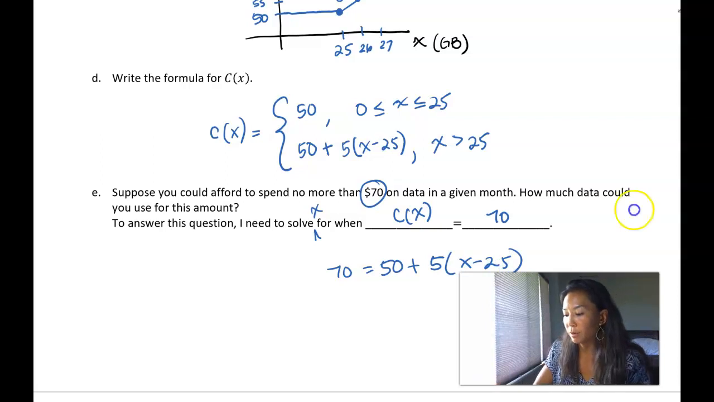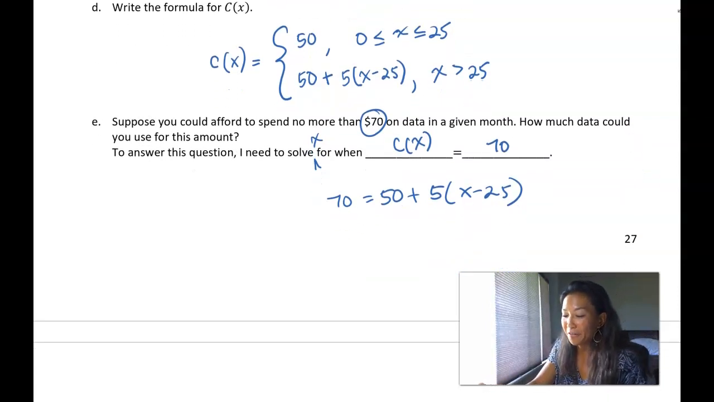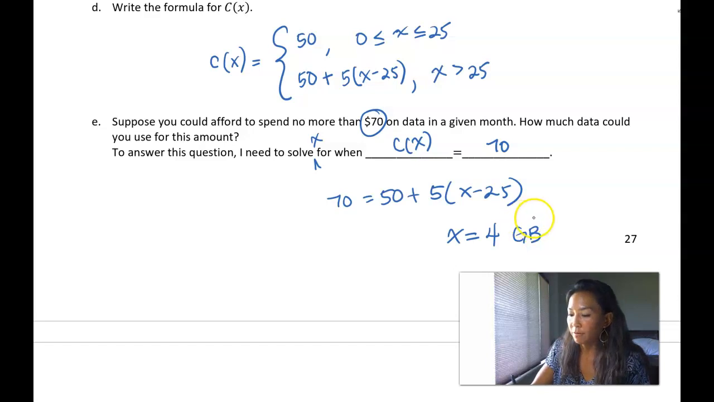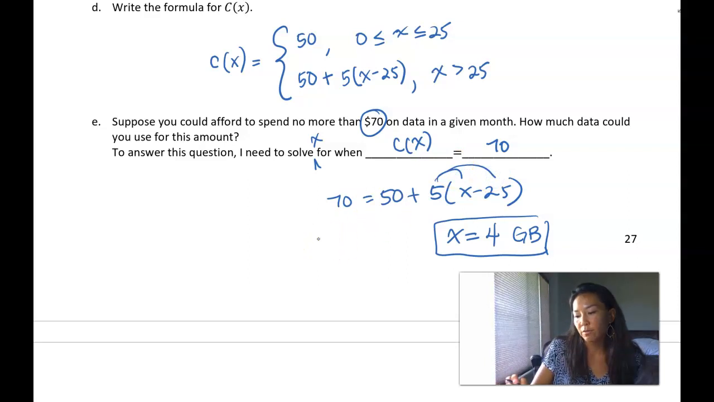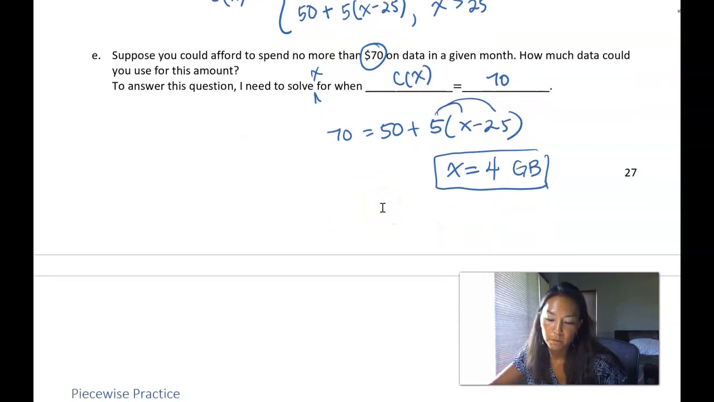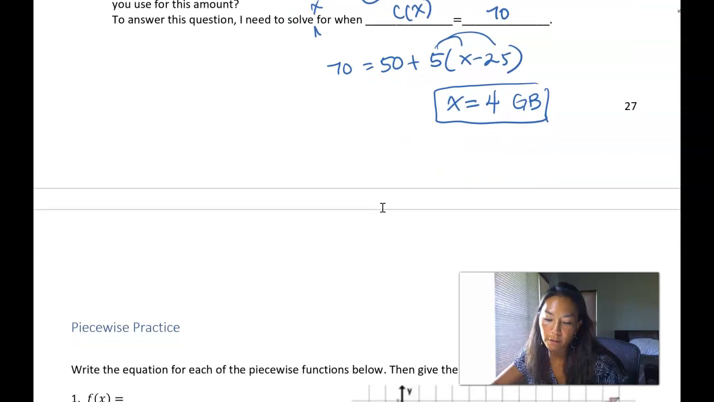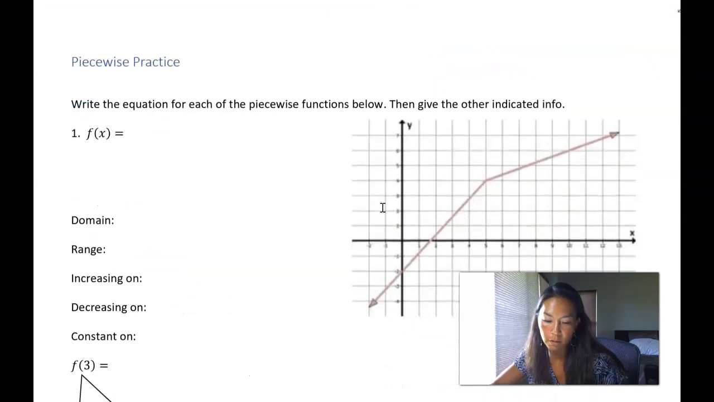Now you can do that algebraically. Now some of you might be able to see already that x has to be, instead of 5 gigabytes, it'd be 4 gigabytes, right? Because we're taking off five extra dollars. Now you can solve this algebraically by distributing, moving the 50, moving the 25, and then dividing by 5. Okay. So try to do that algebraically. Hopefully you can, and it will turn out to be a similar answer.